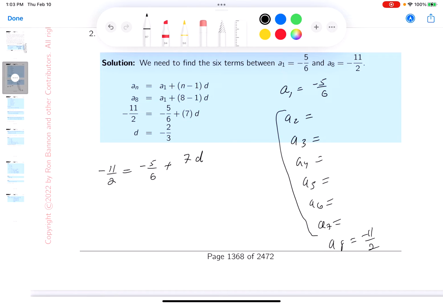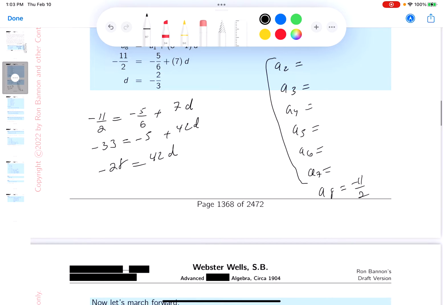And so, I guess I would multiply both sides by 6, and you would get minus 33 equals minus 5 plus 42D. I'd add 5 to both sides, and you would get minus 28 equals 42D. And then I would divide both sides by 42, and you get minus 28 over 42 is equal to D. It pays to reduce, by the way, and I'm going to reduce by a factor of 7. That's minus 4 over 6. Did I do that right? Yeah, and then it's going to be minus 2/3. All right? So that's what the D is.